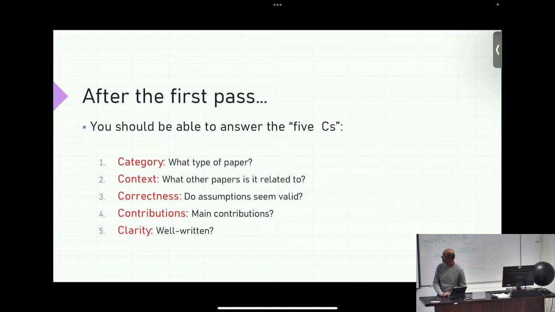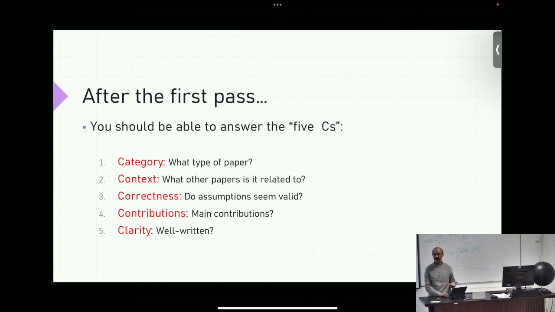After the first pass, you should answer these questions. What kind of paper is it? Is it a research paper? Is it a white paper from industry? Is it an experimental paper? What is it, right? What is the context? What other papers have you read that refer to it? Is the paper from some machine learning conference, for example? What are the papers related to?